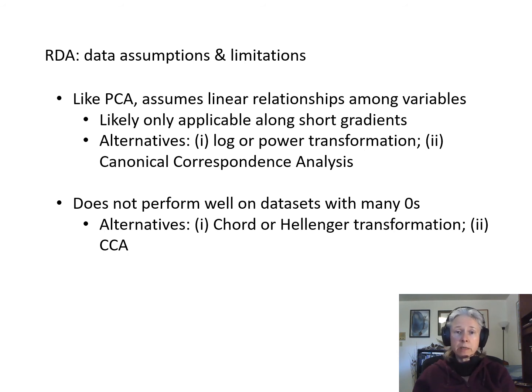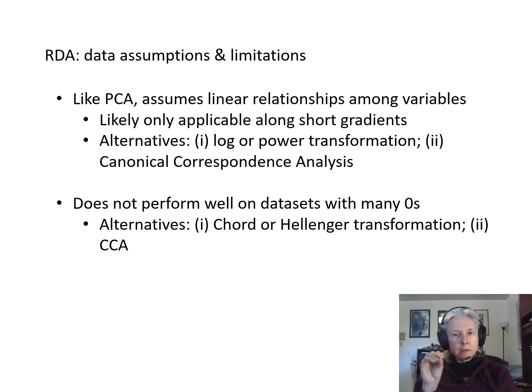Just as with PCA, or any form of ordination, you need to understand the data assumptions and limitations of the method first. Like PCA, RDA assumes that there's going to be a linear relationship among your variables, and therefore it's likely only applicable along short environmental gradients. If you suspect that you have a longer environmental gradient, or that your species have unimodal rather than linear responses to the environment, you can first try to transform your data, or you can use a different method.